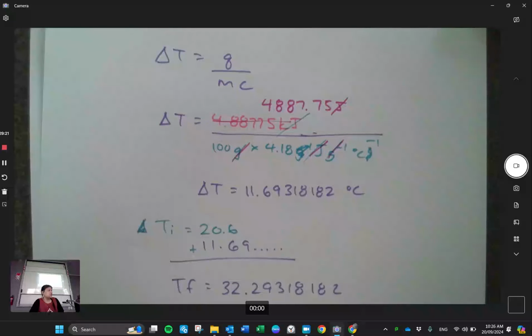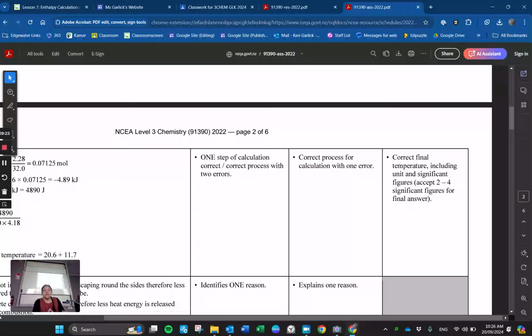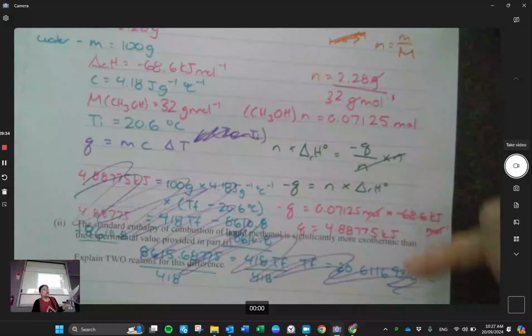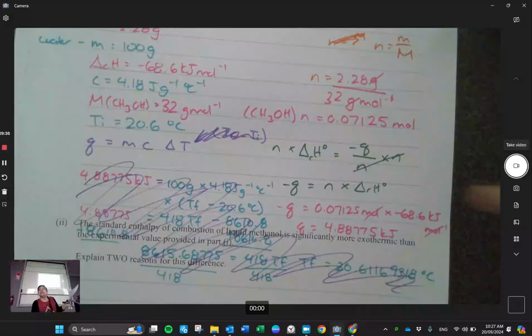Does that make sense? All right, and then the last thing for the achieved is 1 step of the calculation correct process with 2 errors. So I have actually, the first time I did this is an example of an achieved because I made this mistake here. So I did at least 1 step correctly. So now you guys actually got to see an achieved, a merit, and an excellence level answer in my 1 lesson. So that's kind of good.